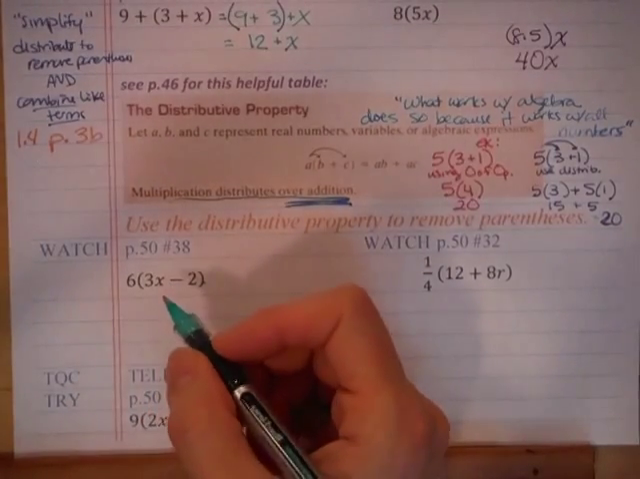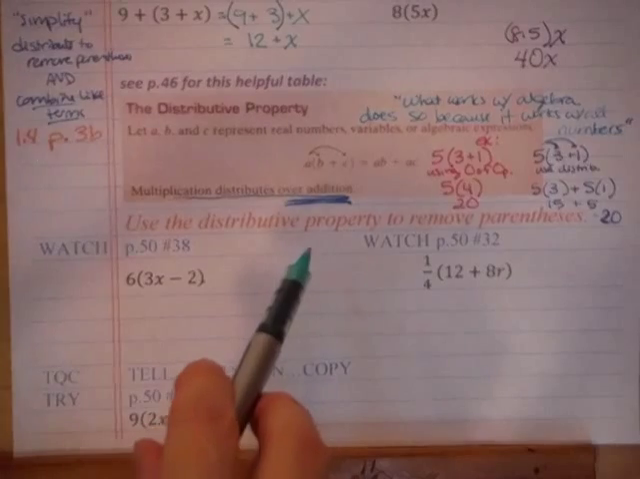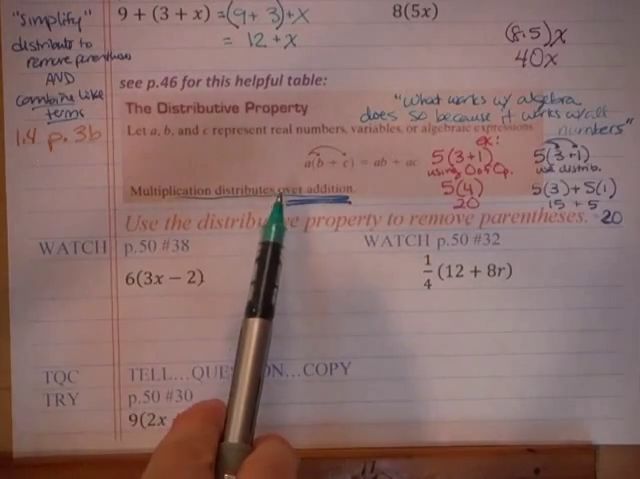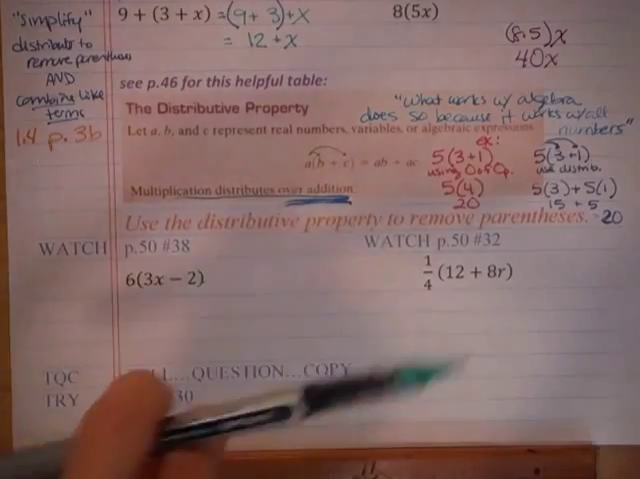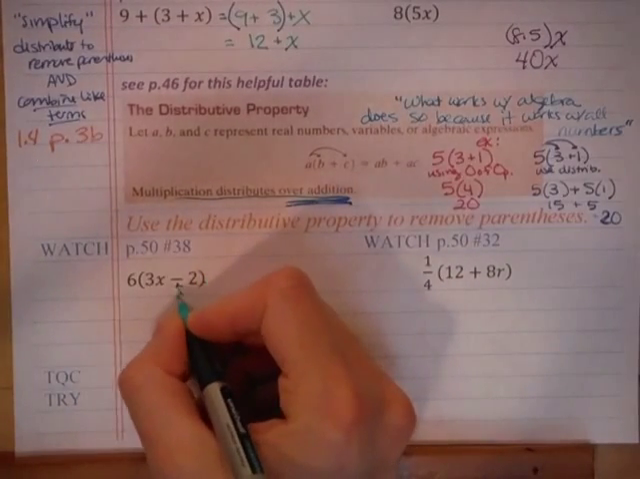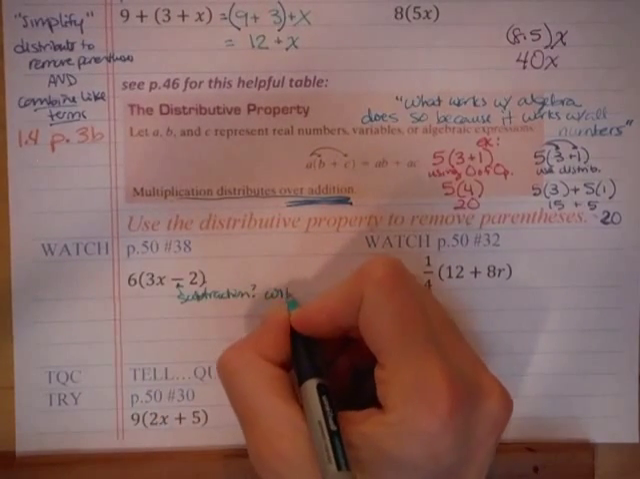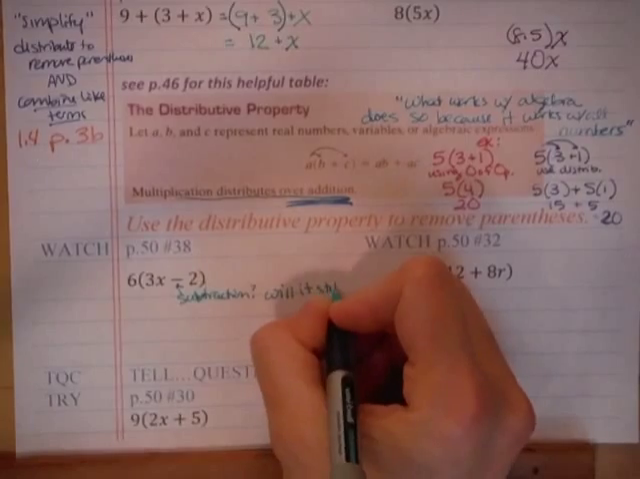Now let's start off at number 38. I just spent several minutes of your life and mine hammering home the idea that multiplication only distributes over addition. And here the very first example has subtraction. So the question is, will it still work?